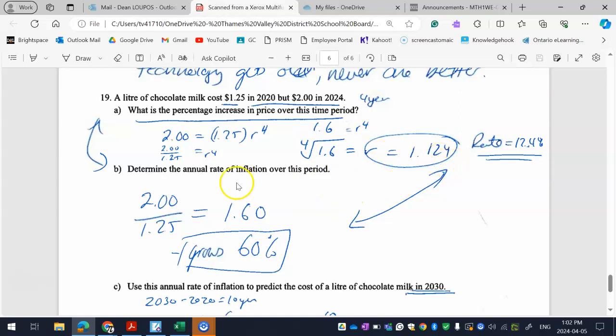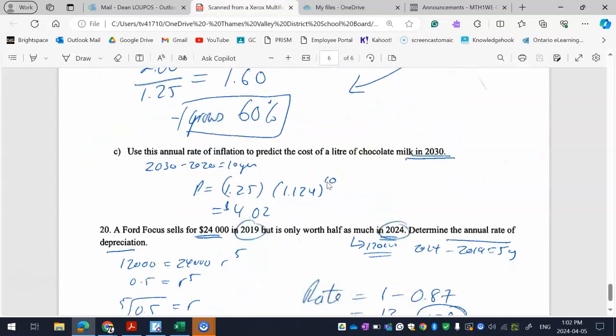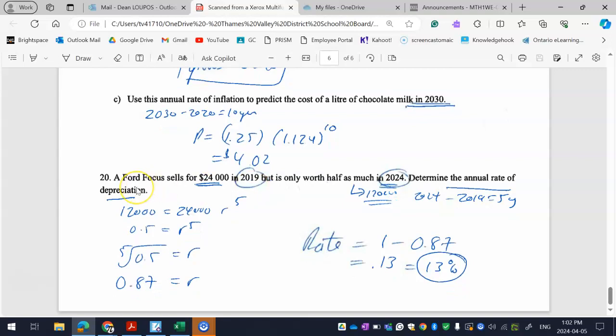So that grows. I messed this up. That's B and that's A. This grows at 60%. It's just that divided by that. And then to find the rate per year, you take the 4th root. And the same sort of thing kind of happens in this last question for number 20. Okay, so check those out.